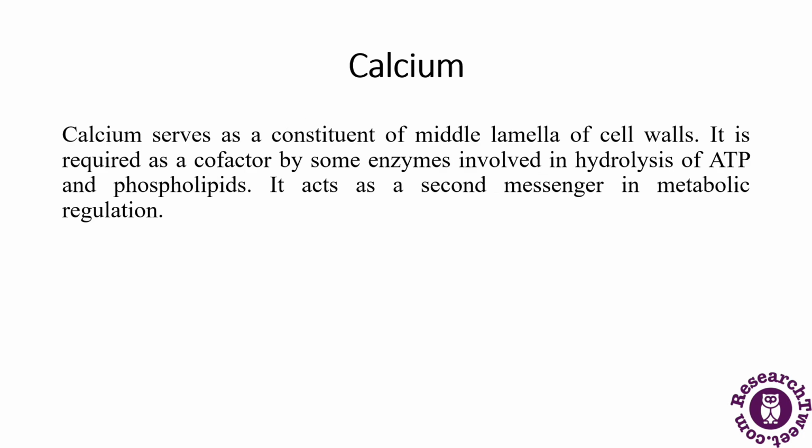Calcium is another macronutrient, which serves as a constituent of the middle lamella of the cell walls. Cell walls are present in the plants, so it is a constituent of the middle lamella of the cell wall. It is required as a cofactor by some enzymes, and it is involved in the hydrolysis of ATP and phospholipids. It also acts as a secondary messenger in metabolic regulation.